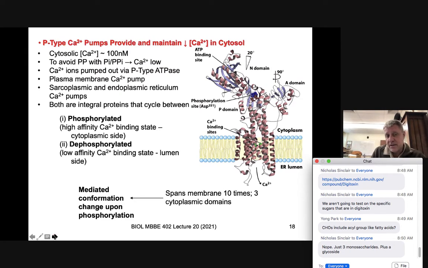The endoplasmic reticulum and the sarcoplasmic reticulum are highly abundant with these particular pumps because their role and job is to store calcium and use it when it's needed for signaling.